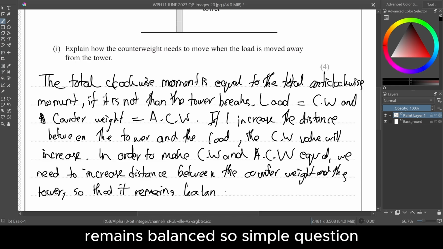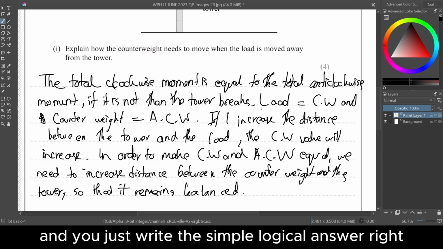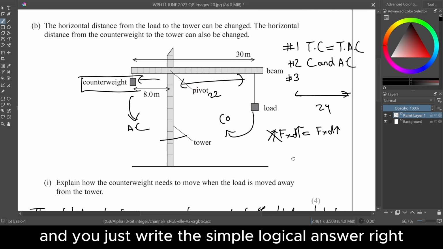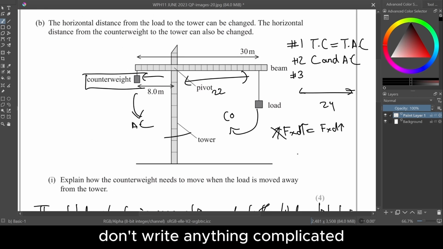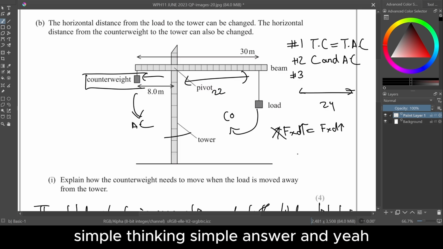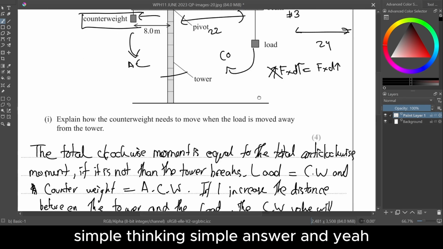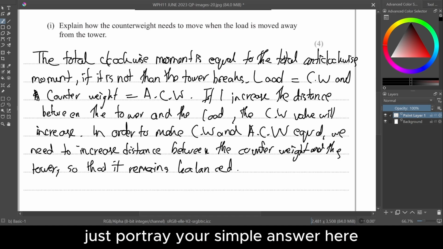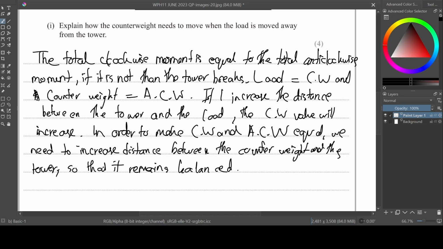So it's a simple question, and you just write the simple logical answer. Don't write anything complicated, it is not required here. Simple thinking, simple answer, and just portray your simple answer here, and that's your final answer.